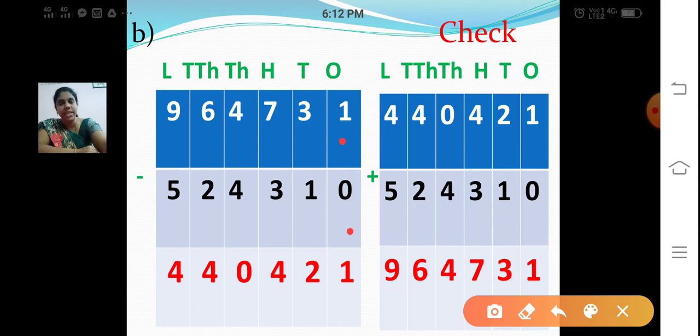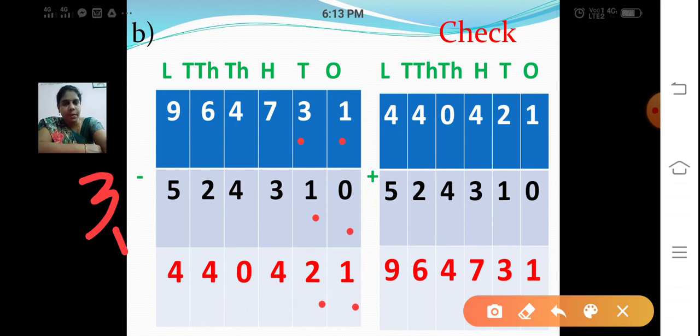Let's start with the ones place. 1 minus 0, 1. Write it down. Now move on to the tens place. 3 tens minus 1 ten. 3 minus 1. We are going to subtract the tens place now, right? 3 minus 1. Start from number 1. Count forward till you reach 3. After 1, 2, 3. Two numbers. 2. 310 minus 110 is 210.